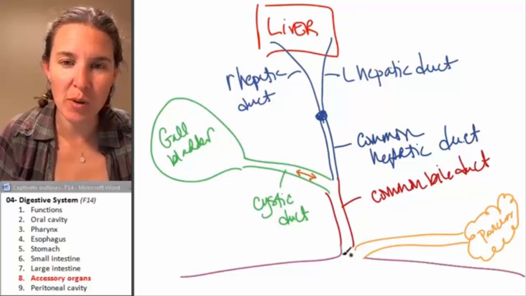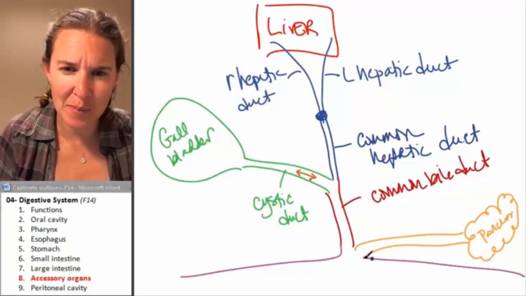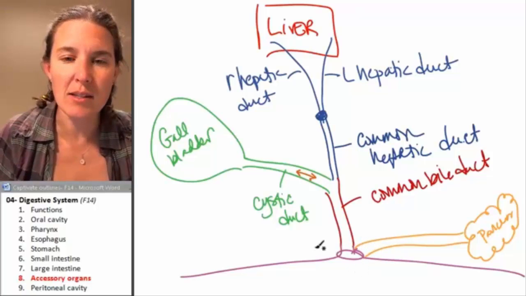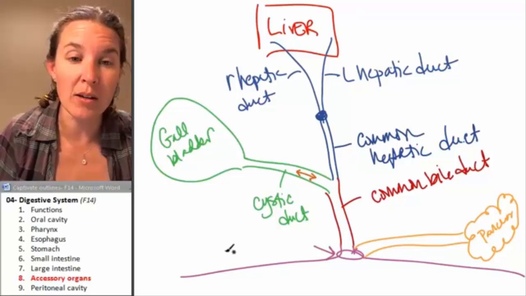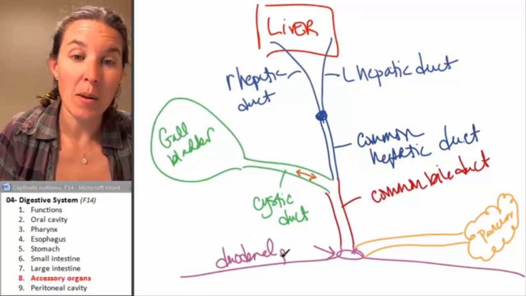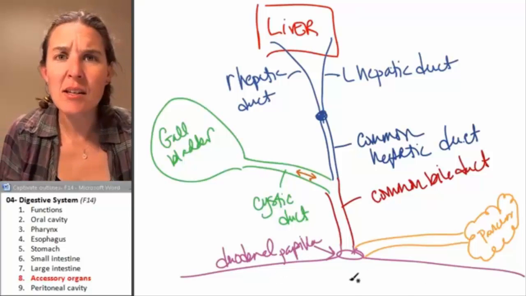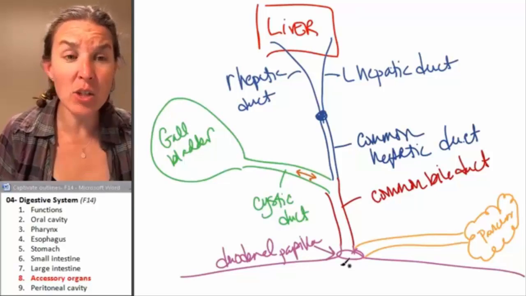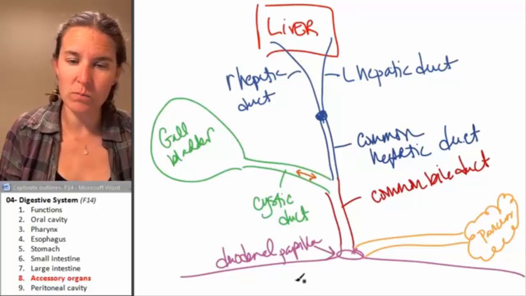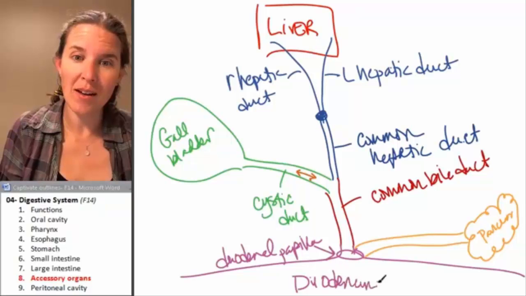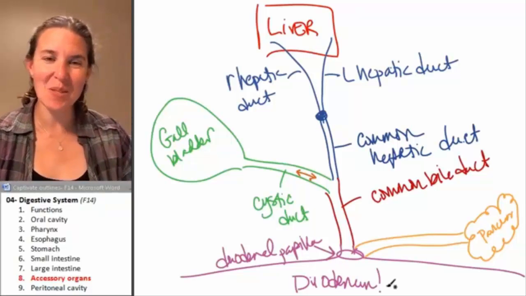Who is purple? This right here is like an opening that everybody's dumping in. Everybody's going in this opening. This is my duodenal papilla. That gives it away. Papilla. Where are we dumping? The duodenal papilla is found where? In the duodenum. Right? It makes perfect sense.